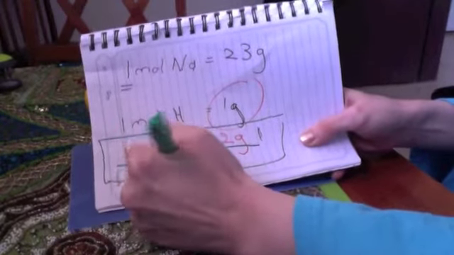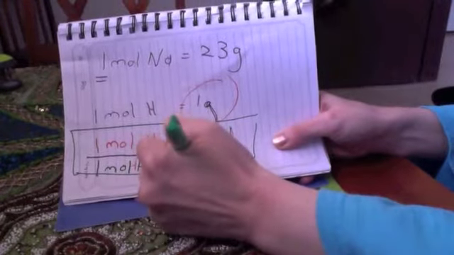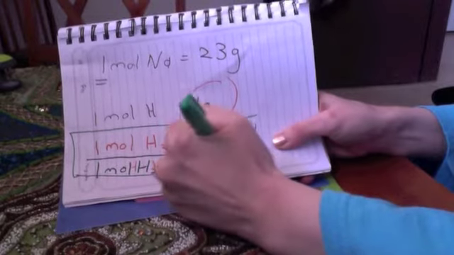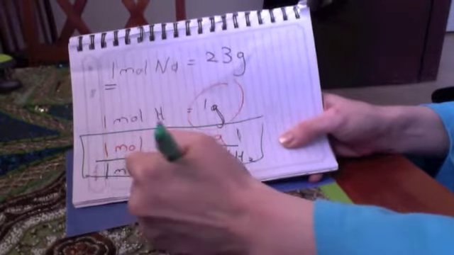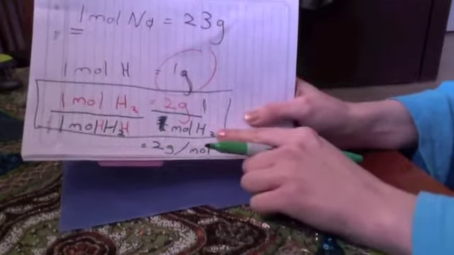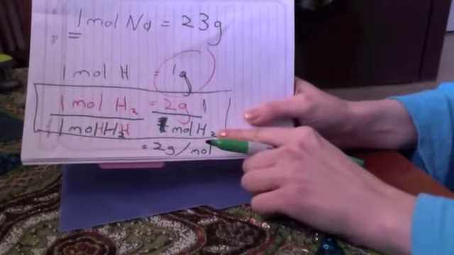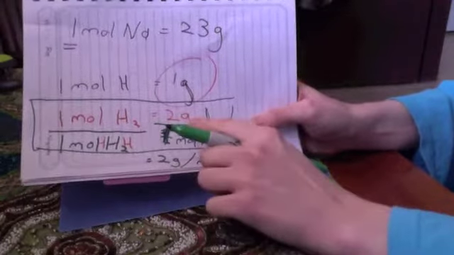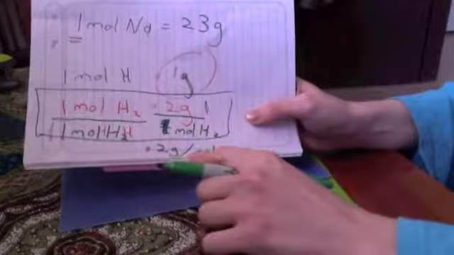So I'm going to divide by 1 mole of H2 on both sides, 1 mole of H2, and what do I get? I get 2 grams per mole of hydrogen, obviously. It's hydrogen I'm dealing with. You get 2 grams per 1 mole, 2 grams per mole. So that would be how you write it when you write your answer.